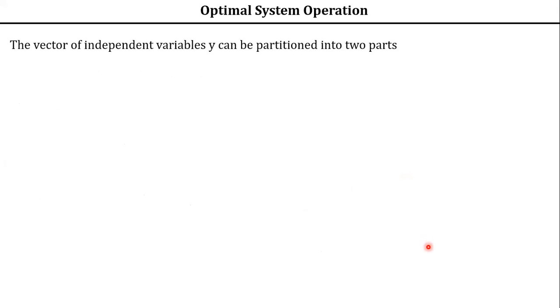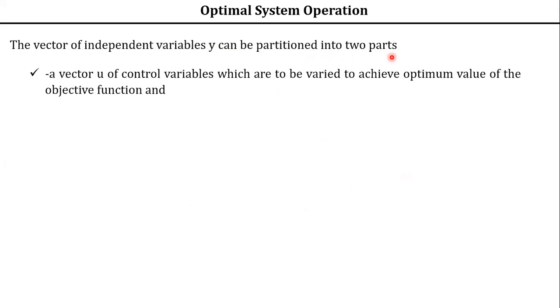The vector of independent variables, Y, is again partitioned into two parts, U and P. That's what I have shown, isn't it? A vector U of control variables is to be varied to achieve the optimum value of the objective function. One submatrix is U, the controllable variables. These controllable variables can be varied to minimize your objective function.